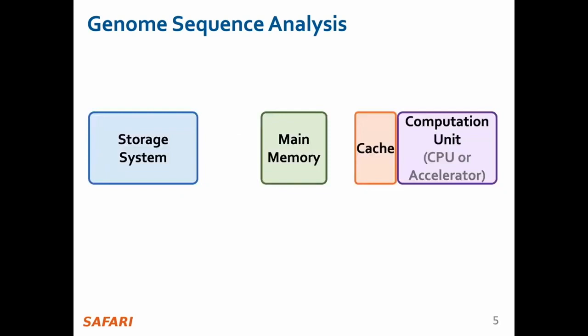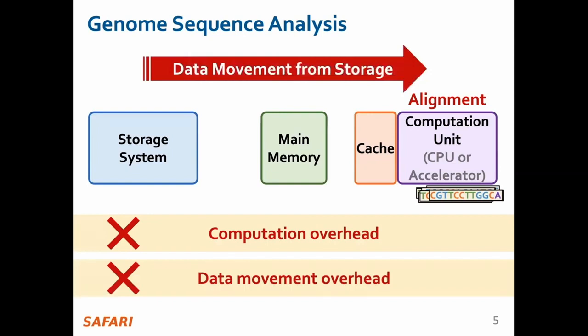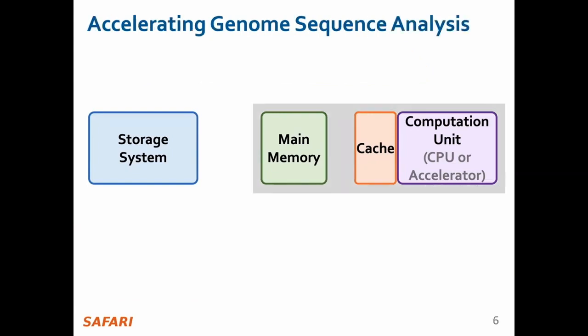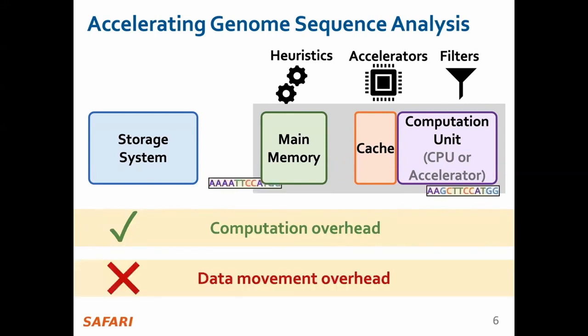Read mapping performs alignment on large genomic data sets containing millions of reads. Therefore, read mapping is both computationally expensive and incurs high data movement overhead from storage. There has been significant effort into improving read mapping performance through efficient heuristics, hardware accelerators, and various filters that prune reads that would not require this expensive computation. And by now in the class, you've learned about many of these approaches. While these approaches effectively reduce the computation overhead in read mapping, none of them alleviate the data movement overhead from storage, whose impact becomes even larger when the computation overhead gets alleviated.